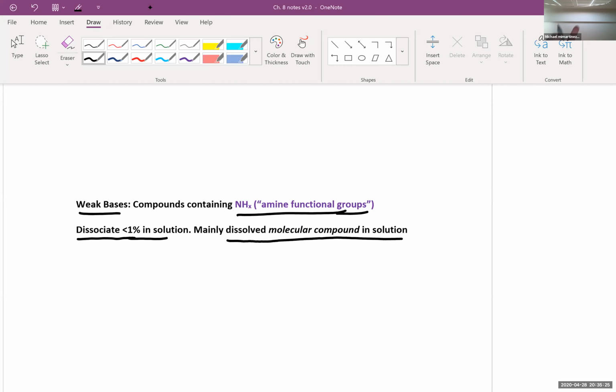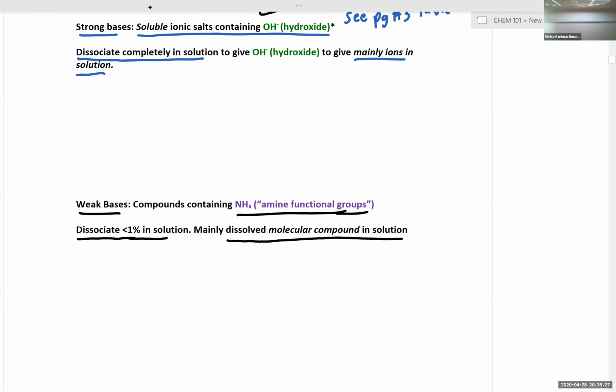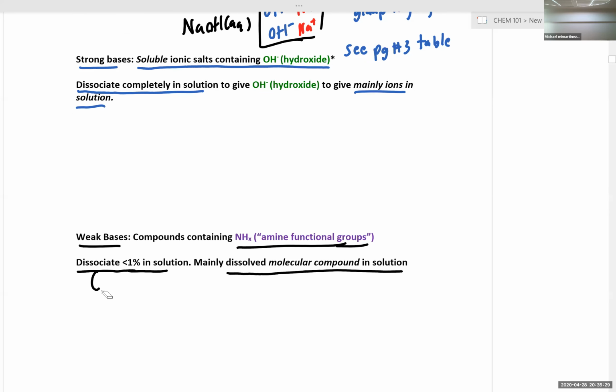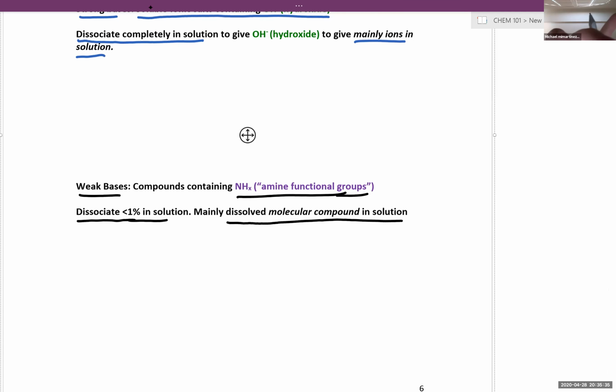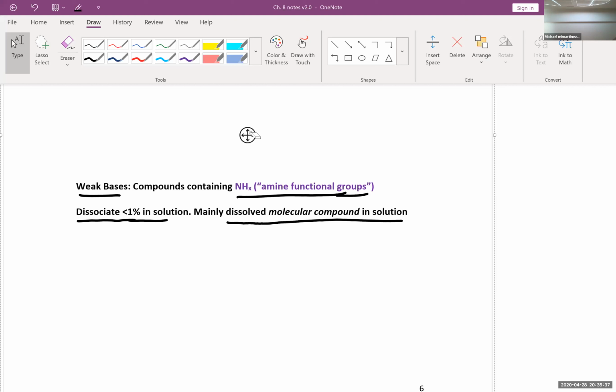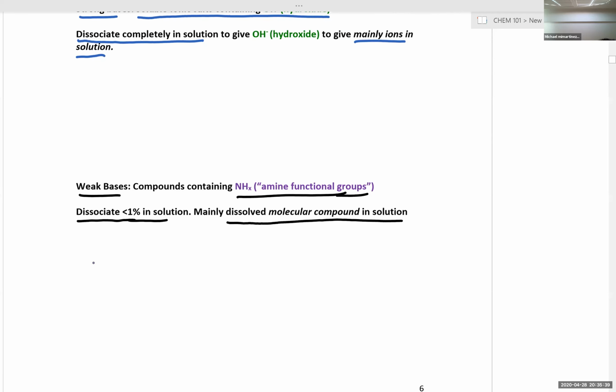So let's draw an example. So let's suppose, we have a typical basic amine, such as, for example, methylamine. Allow me one moment to restart OneNote. Give me 1 second just to reset OneNote.